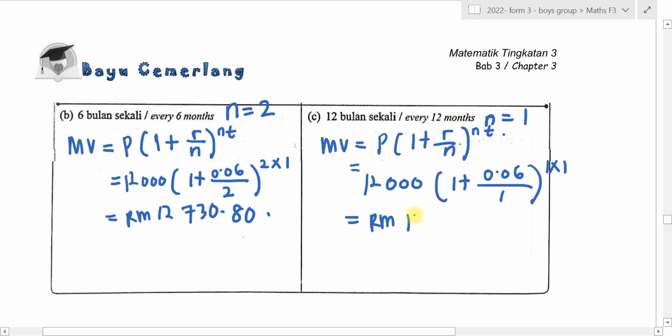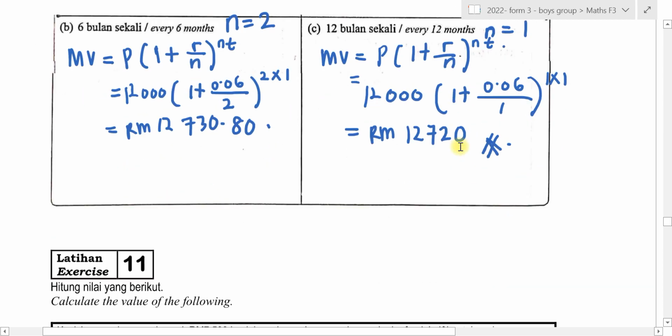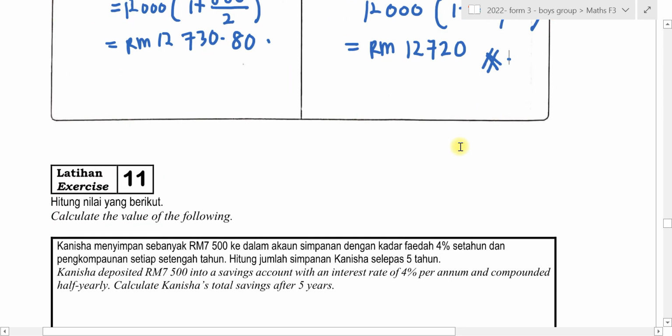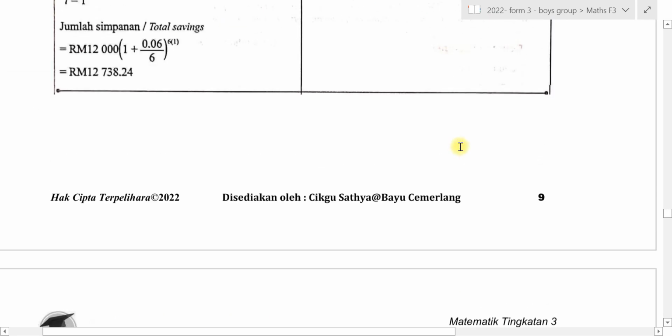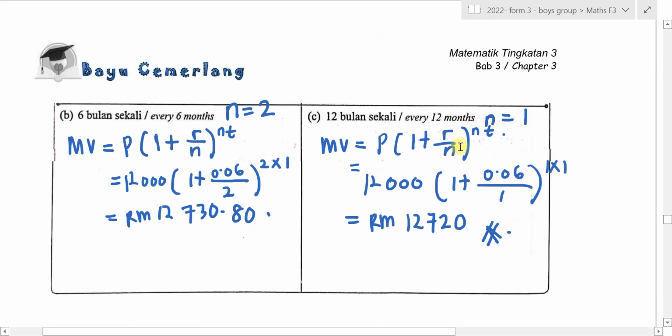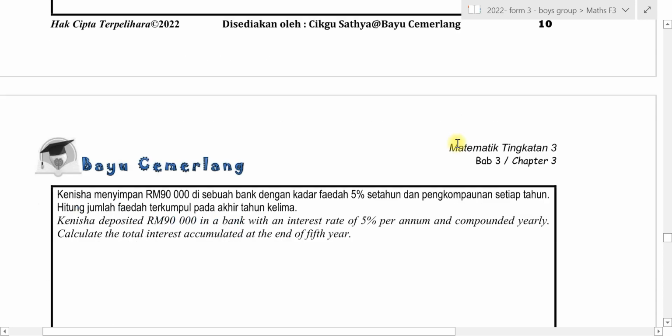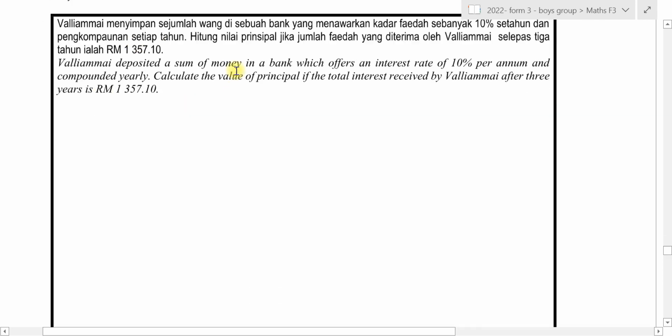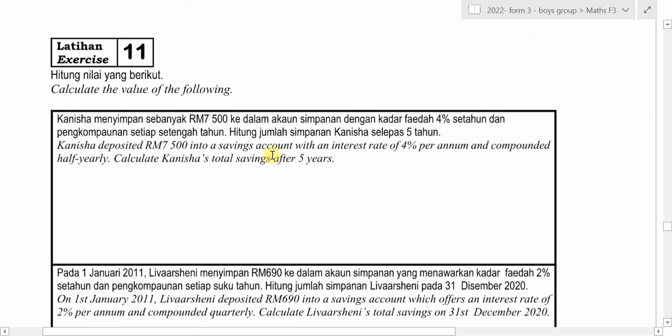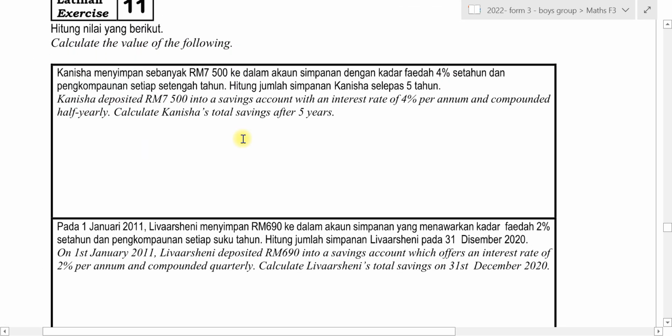12,720. 12,720 is the correct answer. Good. Okay, time for problem solving. So you understand the formula already? Okay, now careful. Now it's time for problem solving, and not yet problem solving. Problem solving is exercise 12. This one is just a different question. Okay, come. You see the first one?